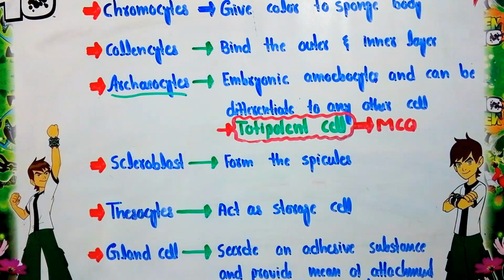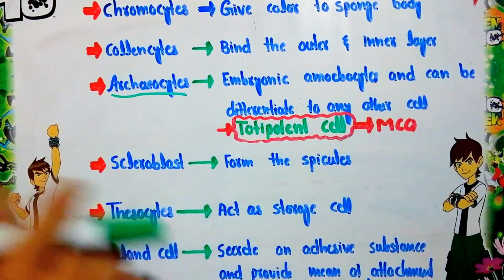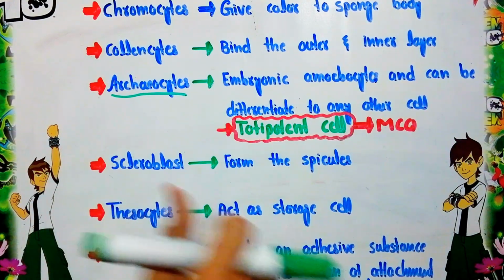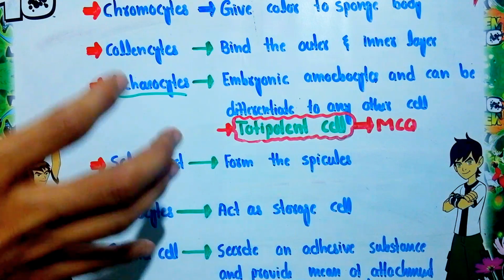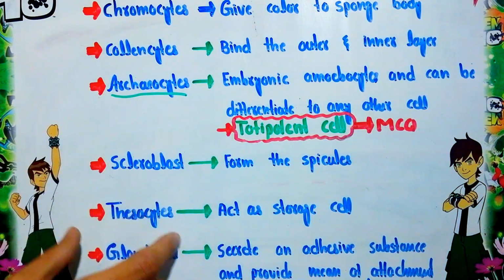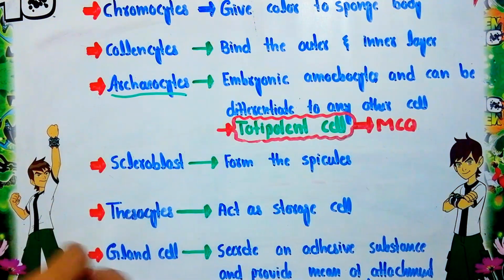A gland is actually a group of cells, or a cell, which is responsible for secretion. Mainly these cells secrete an adhesive substance, because these are sessile animals. So at the base, a specific type of cell is present, that is called gland cell. This gland cell secretes an adhesive substance. The main purpose of this adhesive substance is to provide means for the attachment of the animal with a substrate. So they should have a cell called gland cell, which secretes an adhesive substance.